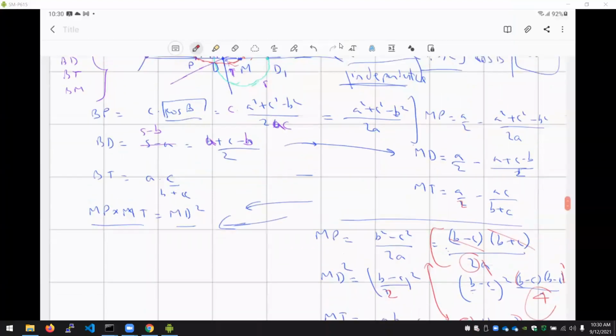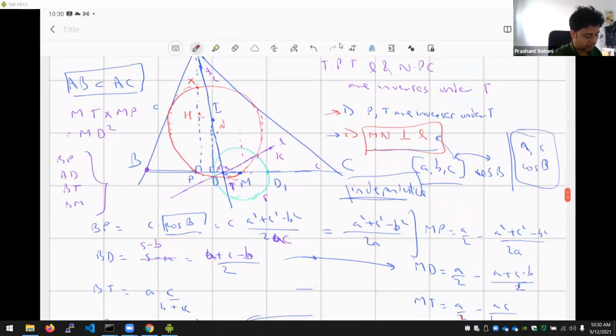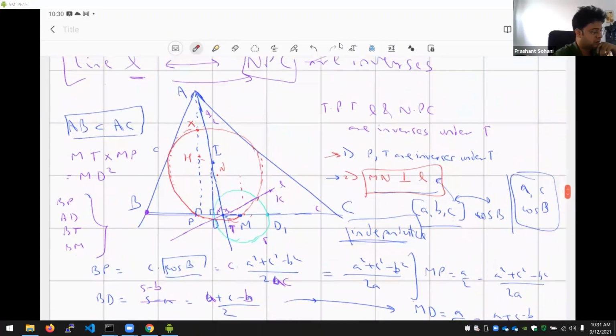Okay. And I was just thinking, while I gave you some time to try this, how can we do this without calculations at all? I just came up with a rough strategy. I don't know the details, but if you are interested, you can give it a try. So, what do you want to prove? MT into MP equal to MD square. If I show that, there is another circle I'll be drawing here. Consider the circle with diameter AD.